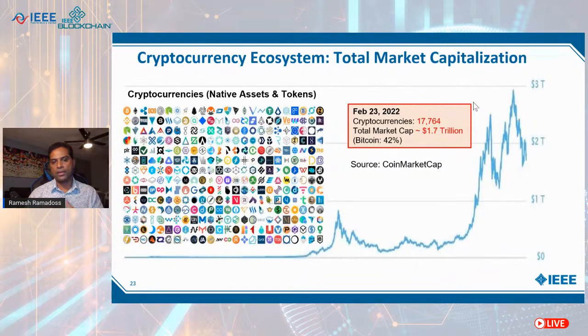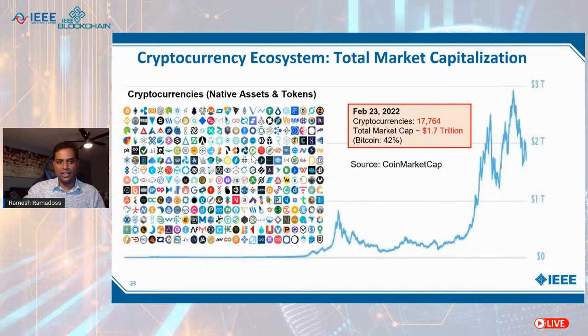So if you go to coinmarketcap.com, you would see there's over 17,764 cryptocurrencies. And this just shows you a snapshot of a few hundred. And as of today, the total value of all of these, they call it the market cap, is about 1.7 trillion. You can see it's a very volatile market.